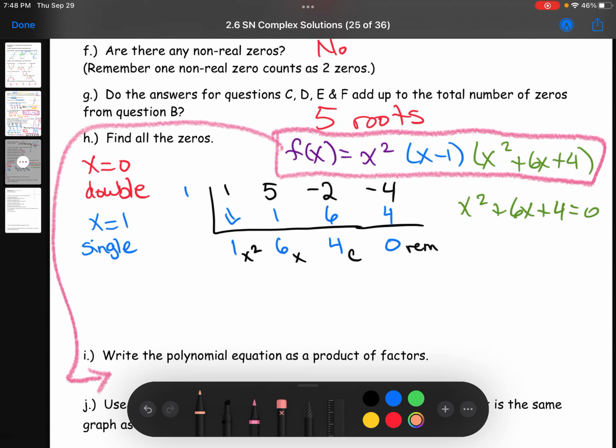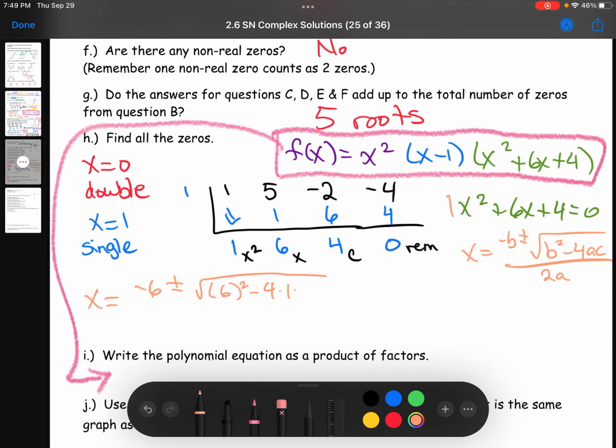Quadratic formula is something you probably need to memorize. It might be given to you a lot of places. It might not be. X equals negative b plus or minus square root of b squared minus 4ac all over 2a. So as we plug that in, a is 1, b is 6, c is 4. So x equals negative 6 plus or minus square root of 6 squared minus 4 times 1 times 4, all over 2 times 1.